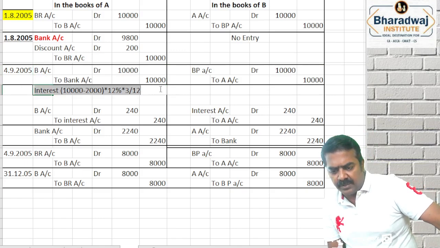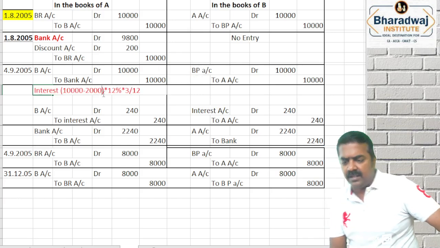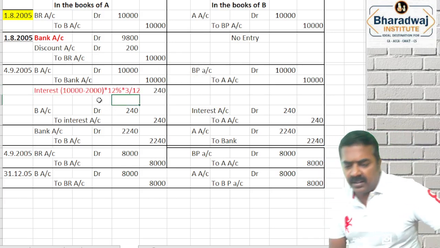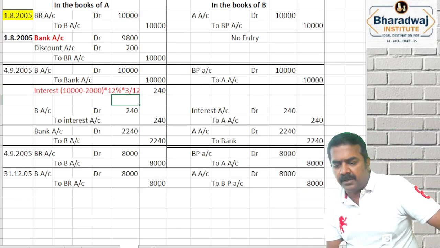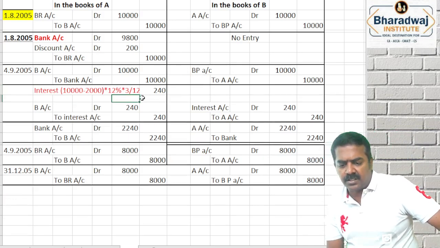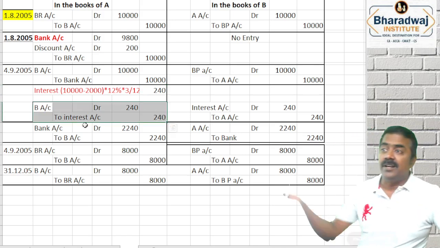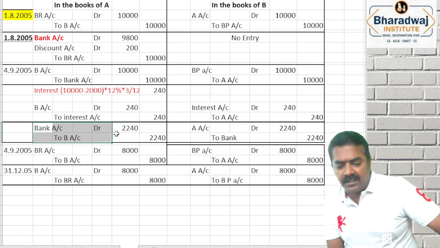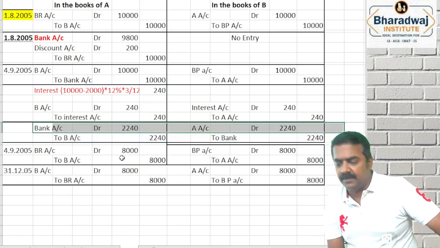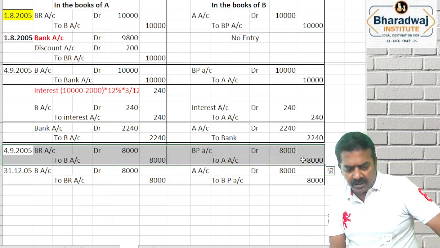Charge the interest for how many months? 3 months. Why 10,000 minus 2,000? The 10,000 less 2,000 is paid immediately. Balance interest for 3 months is 240. Charge the interest. We are not going to include a new bill. Why? It's clearly given the 2,000 plus interest is received. Then draw the new bill for the balance.